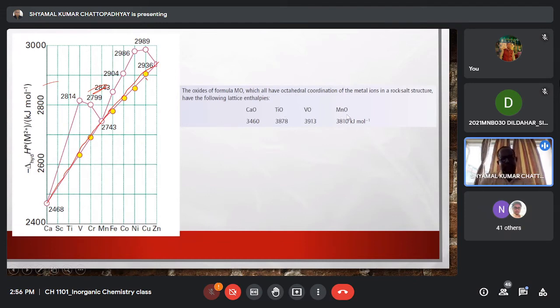So this kind of data, lattice energy data or the hydration energy data, can be easily explained in terms of the crystal field stabilization. If you take into account how the crystal field stabilization energy varies, then you can explain the nature of the non-smooth variation of the hydration energy or lattice energy across the period.